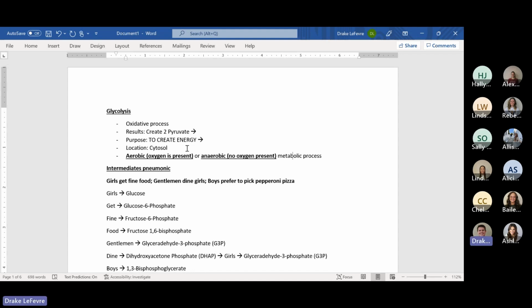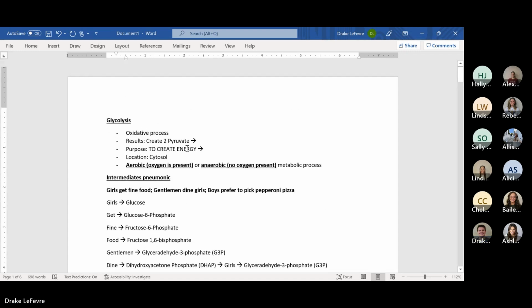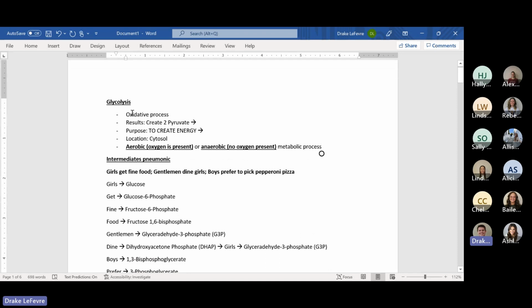Please, please, please get those straight and remember those, as that will be really important, especially continuing on to the end of this process, as well as the next couple of processes that we're going to look at. Okay, so those are sort of the big ideas: glycolysis is an oxidative process, and the end goal is that we're going to create 2 pyruvate, as well as some NADH and ATP.